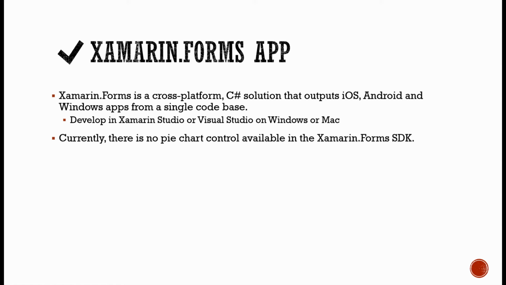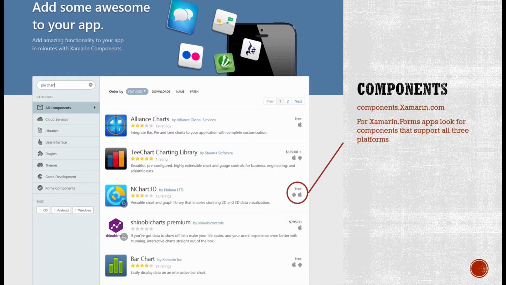Xamarin.Forms is a cross-platform C# solution that outputs iOS, Android, and Windows apps from a single codebase. Currently, there is no pie chart control available in the Xamarin.Forms SDK, so we will need to use a third-party library to fill the gap. One way to find components is to search the Xamarin Component Store at components.xamarin.com. There you can find a range of free to premium controls. For Xamarin.Forms apps, make sure to look for components that support all three platforms.